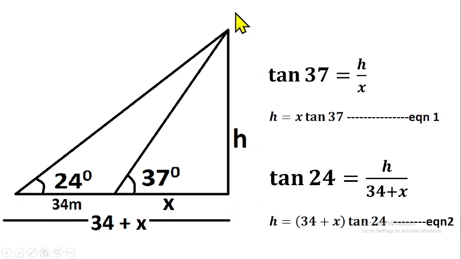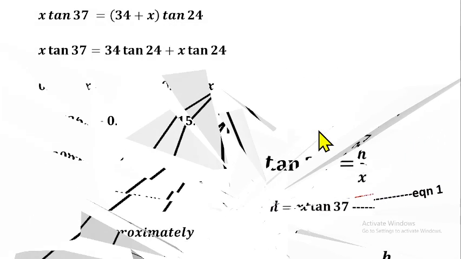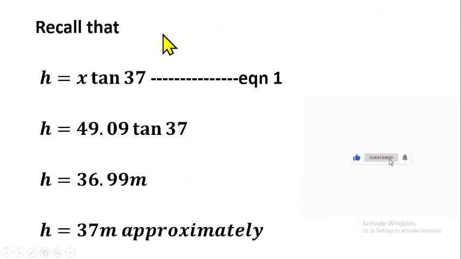Then our aim is to find this h, which is this side of the triangle. Since we know the value of our x, you can put the value here to find the value of our h, or you can do that here as well. So let's go back. Now we record that from equation 1, we have h to be equal to x tan 37. So we know the value of our x now to be 49.09 times tan 37. If you punch your calculator, you'll be given 36.99 meter, which if you approximate to the nearest meter, gives us 37 meter approximately as the value of our h, as the height of the triangle.